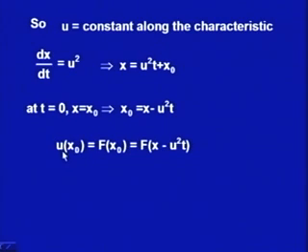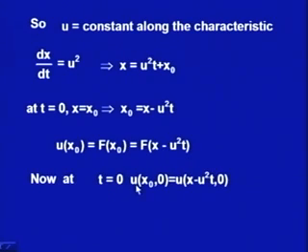So, the condition which has been given, that u at x₀ is f(x₀), we would get f(x − u²t). Now, at t = 0, u(x₀, 0) is u(x − u²t, 0). So, what we would get for the solution u(x, t), now substitute this one, we get the solution as f(x − u²t). What is f? For the initial condition given to us, it was the square root of x. So, f(x) is given as √x. So, we have got u(x, t) as √(x − u²t).